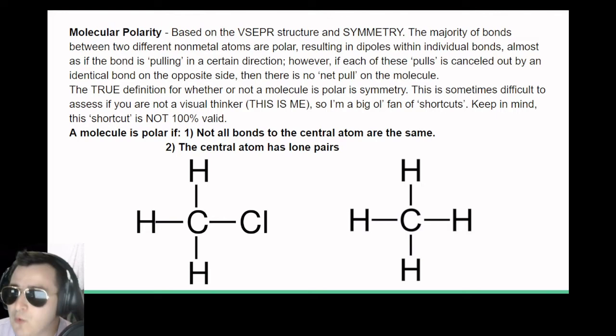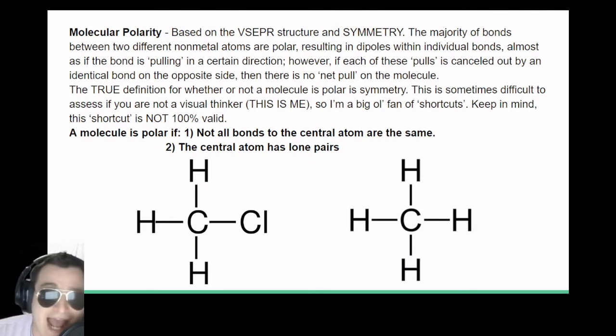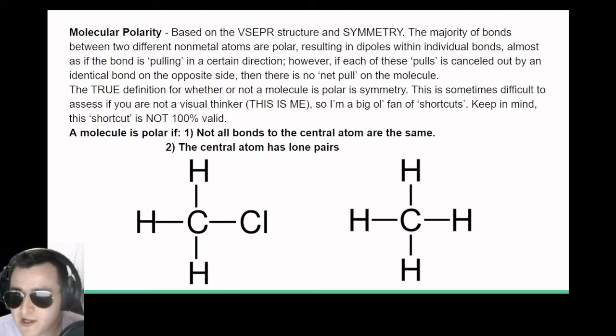And so this is not a 100% valid fact, yet there are very few exceptions, and I'll name the exceptions in just a second. If your central atom has a lone pair of electrons or more, then it is a polar molecule. The exceptions to that are square planar molecules, which are 6 domains, 4 bonded atoms, 2 lone pairs, and a 5-domain linear molecule, which is 2 atoms attached, 3 lone pairs. An example of that is ICl2 with a -1 charge.